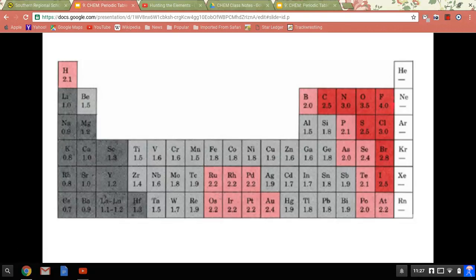That's the highest electronegativity you could have. It's on a 0 to 4 scale. So fluorine is the best element out there at pulling electrons to itself. You can think of it as being the strongest element out there.